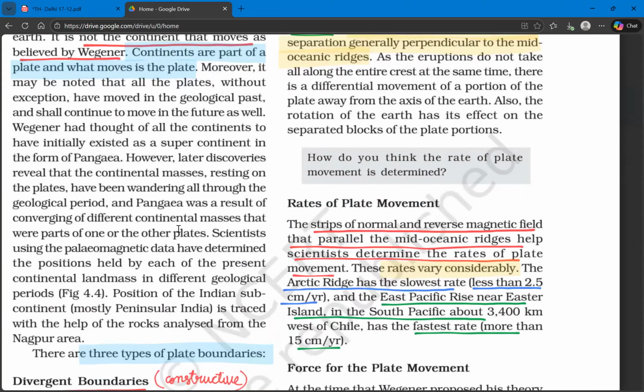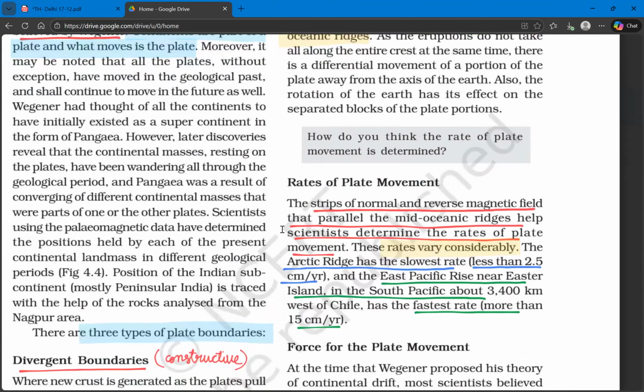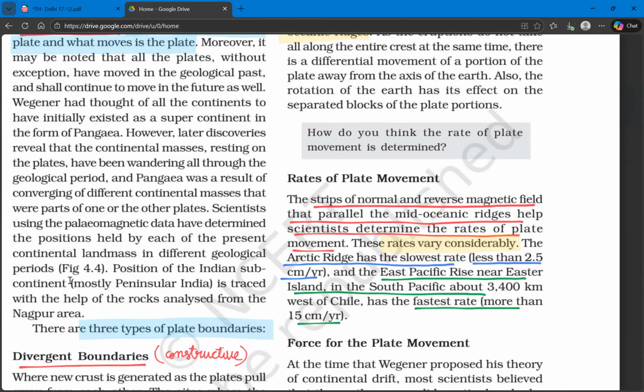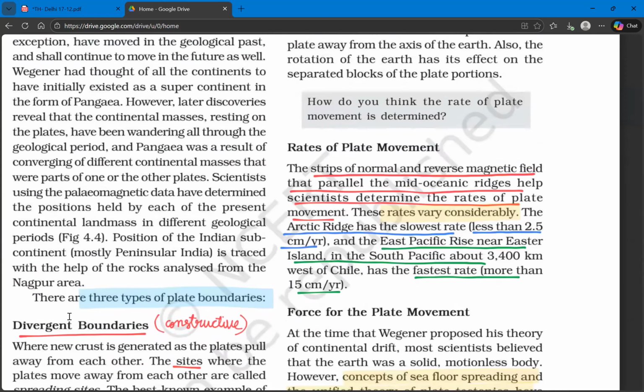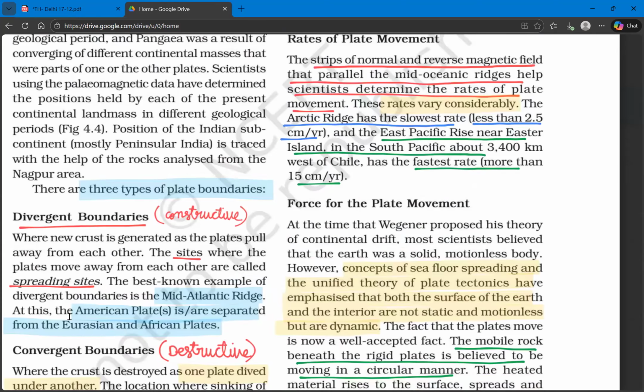Scientists using the paleomagnetic data have determined the positions held by each of the present continental landmass in different geological periods. The position of Indian subcontinent, mostly the peninsular India, is traced with the help of rocks analyzed from Nagpur area. I think this is a point because how is the position of Indian subcontinent traced? With the help of rocks analyzed from Nagpur area. Then we need to learn about the three types of plate boundaries.